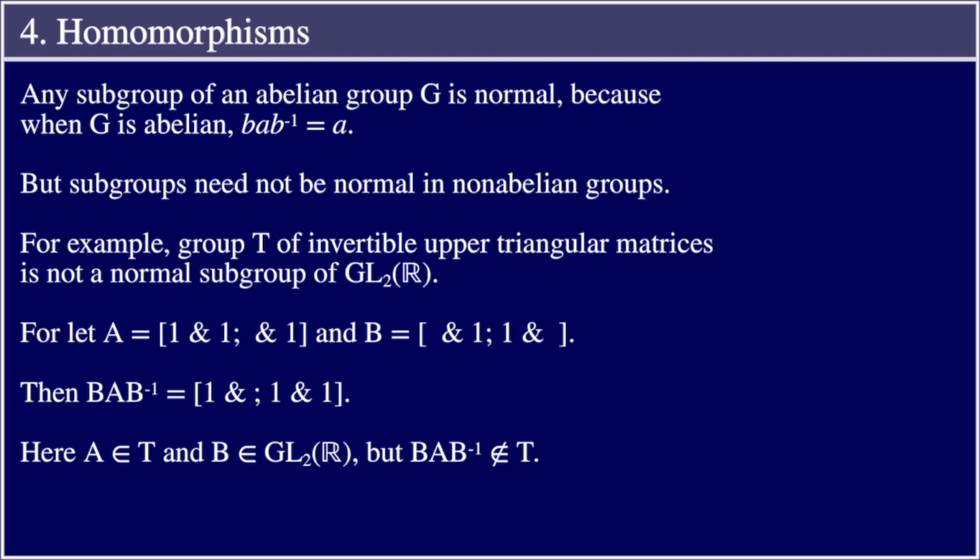For let A equal the matrix (1 1; 0 1) and B equal (0 1; 1 0). Then BAB^-1 is equal to (1 0; 1 1). Here, A is a member of T and B is a member of GL_2(R), but BAB^-1 is not a member of T.